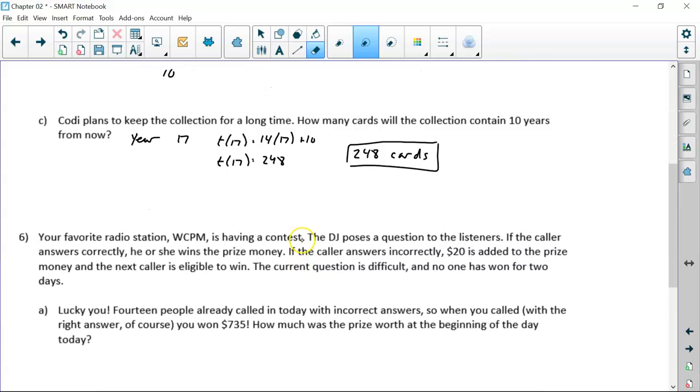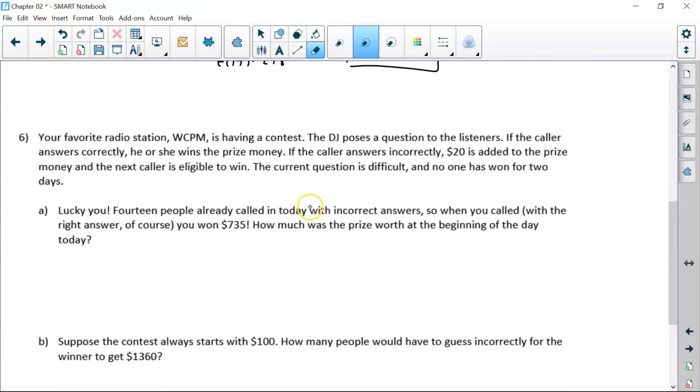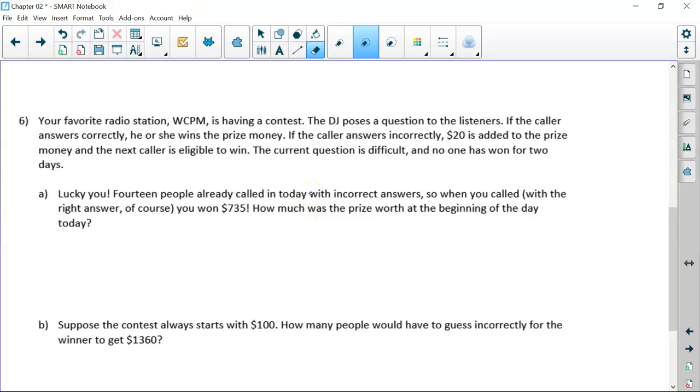Okay, the next problem. A radio station is having a contest. If the caller answers incorrectly, $20 is added to the prize money, and the next caller is eligible to win. The current question is difficult. No one has won for 2 days. So 14 people have already called in when you called with the right answer, so you won $735. How much was the prize worth at the beginning of the day?